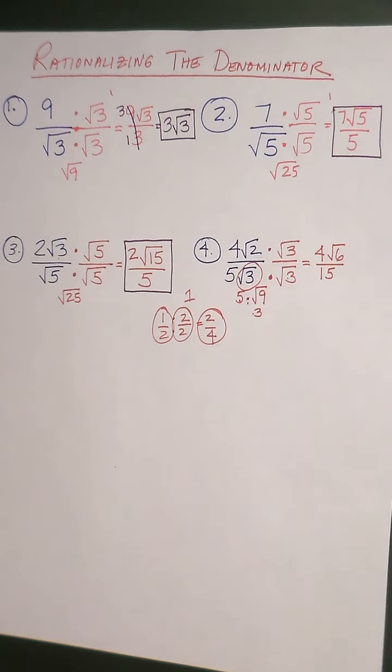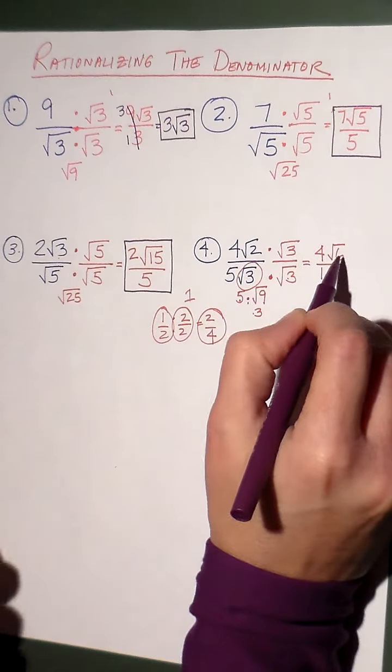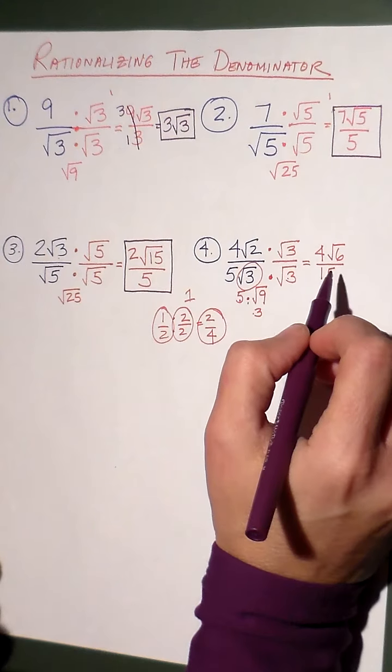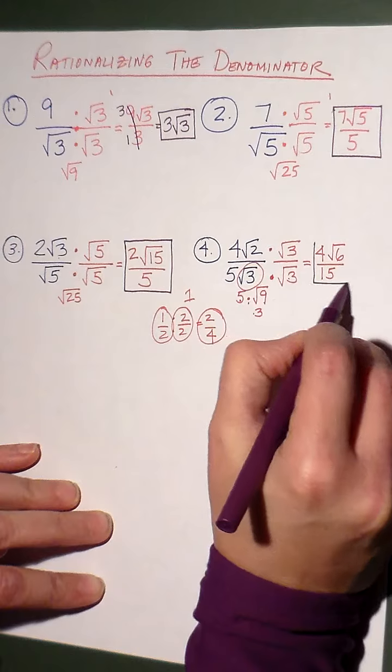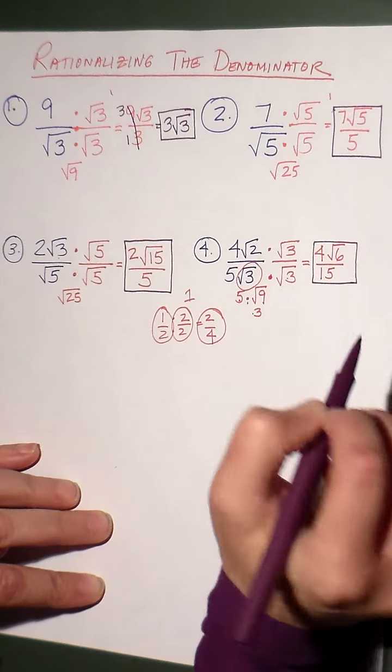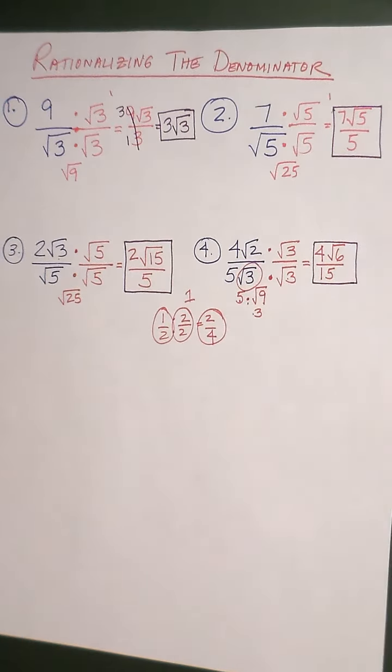Can I do any reducing here? Well, I can't reduce the 6 and the 15. The 6 is under the radical, the 15 is not. And the 4 and the 15 don't have any common factors. So that's my answer.